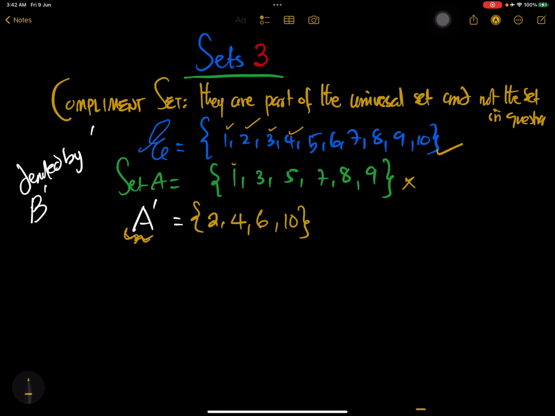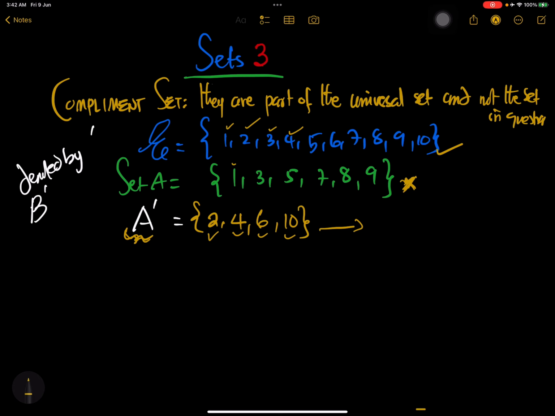So I would like to take that again. A complement set is a set that contains members that are part of the universal set. So you can see there's a complement set. The members here are part of the universal set. They are in the universal set, but they are not in the set in question. They are not in this set, per se.